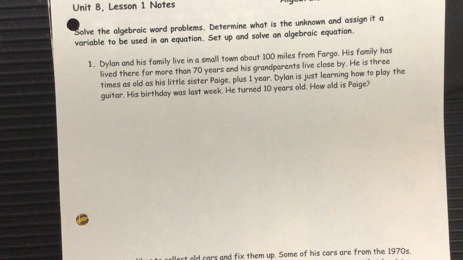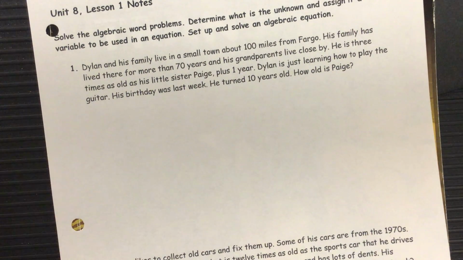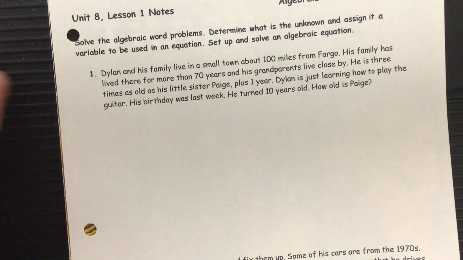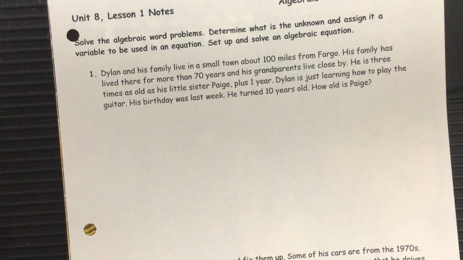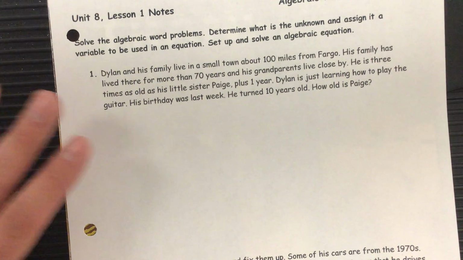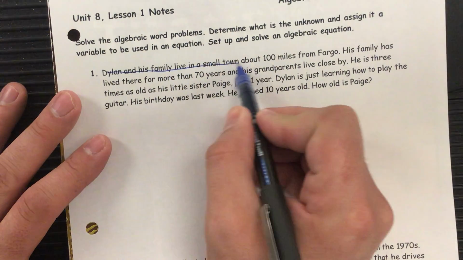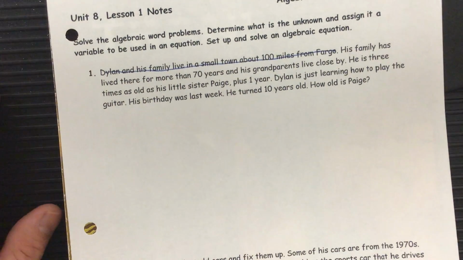Now, the key to these is there's a bunch of stuff that doesn't matter. They're throwing these things in there to make you wonder, do I need to use that number or not? So let's look and cross out the stuff that's not important to this problem. Do you see anything that's not important? That Dylan lives in a small town about 100 miles from Fargo. Cross that out. It doesn't even matter.